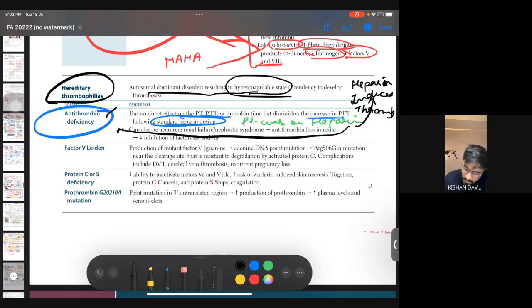Okay, it can also be acquired. We did this in nephrotic syndrome. There will be loss of proteins in the urine also. Okay, so antithrombin can be lost there also.